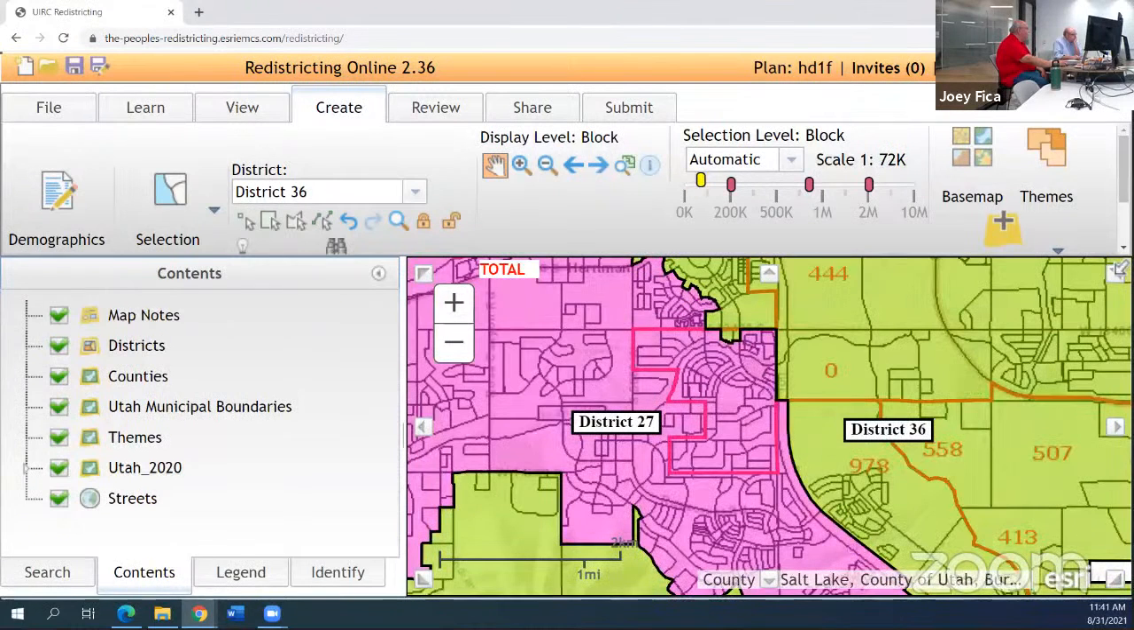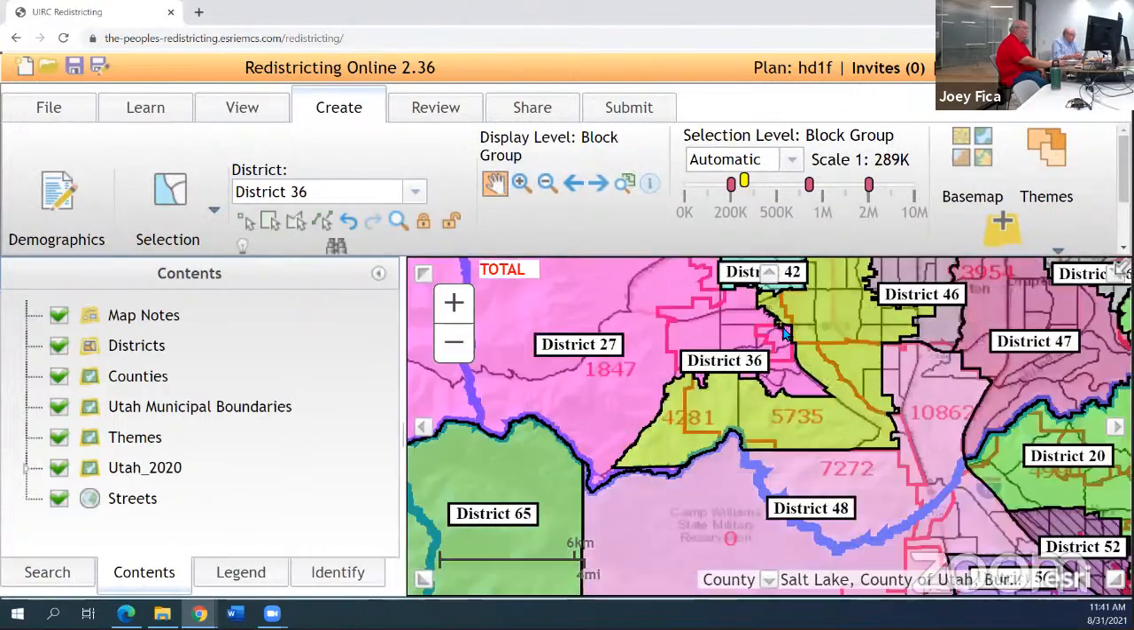So who else is over here? 40, let's see, I was looking at here. 96 is 40. Yeah, 40 is 96.